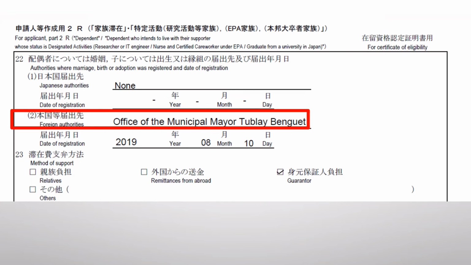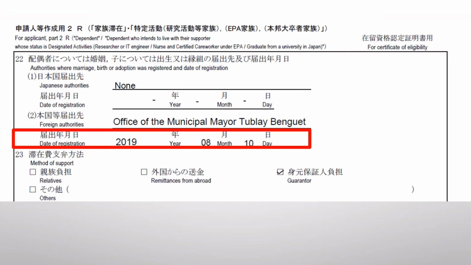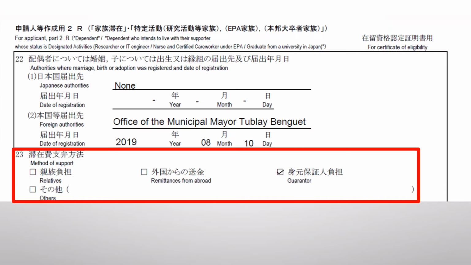For number 2, foreign authorities, we wrote where we got married, when we had a civil wedding at the office of the mayor of Tublay, Benguet, then the date of our marriage. For number 23, method of support. This answers how the applicant supports himself or herself. So here we just ticked the guarantor.